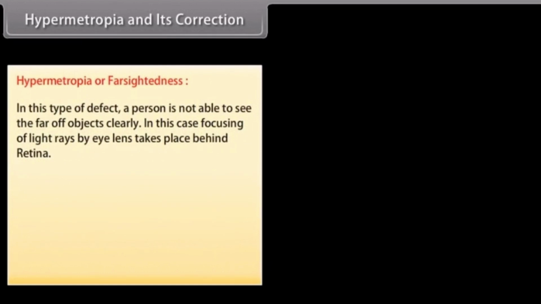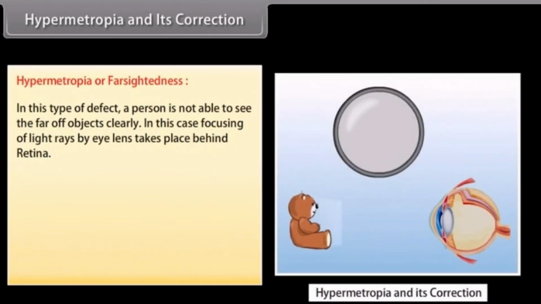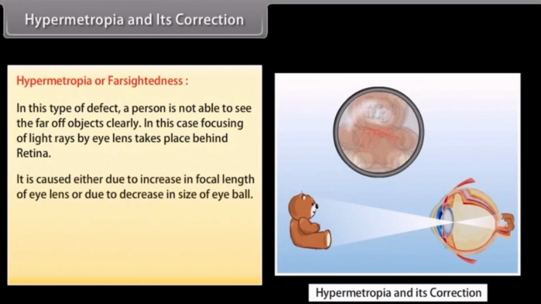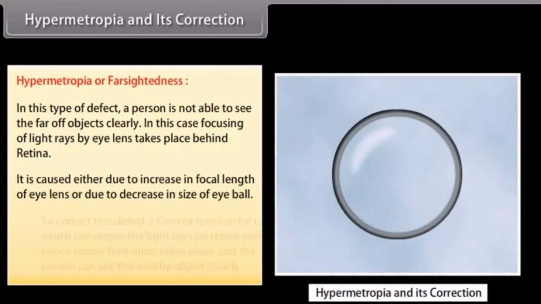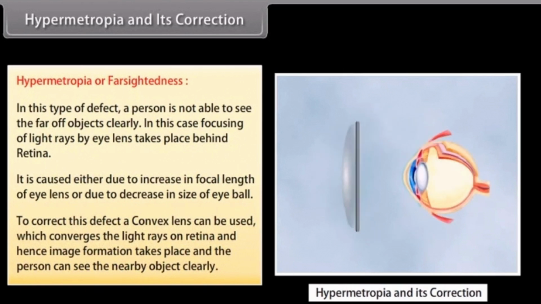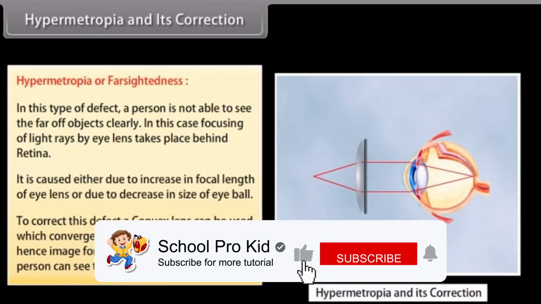Hypermetropia and its correction. In this type of defect, a person is not able to see the nearby objects clearly. In this case, focusing of light rays by eye lens takes place behind retina. It is caused either due to increase in focal length of eye lens or due to decrease in size of eyeball. To correct this defect, a convex lens can be used which converges the light rays on retina and hence image formation takes place.